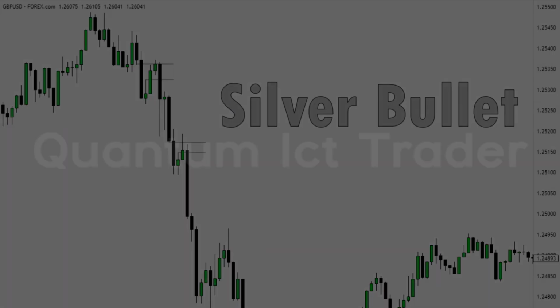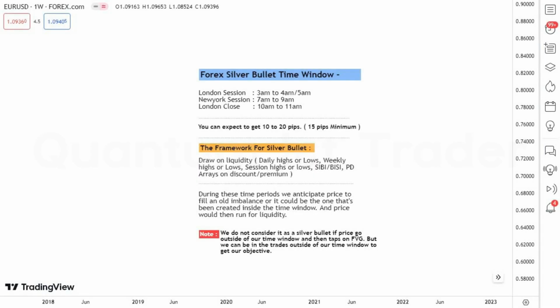Let's get into it. The first thing first, the time window. What are the time windows for the Silver Bullet setup for Forex? It's 3 AM to 4 AM for the London session, or could be 5 AM. Then for the New York session it's 7 AM to 9 AM, and 10 AM to 11 AM for London close. The Silver Bullet will form within these 3 time periods, but the best ones form in the New York session.